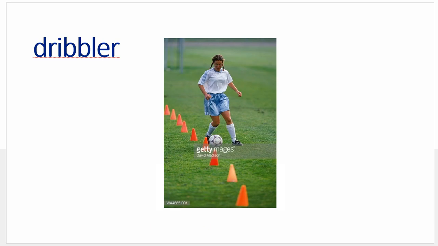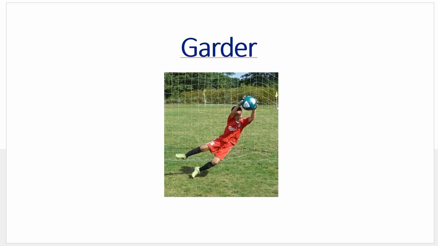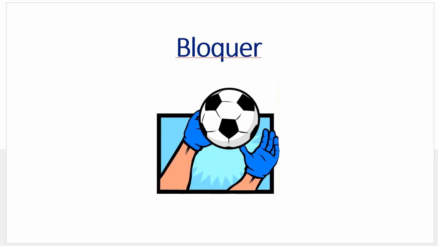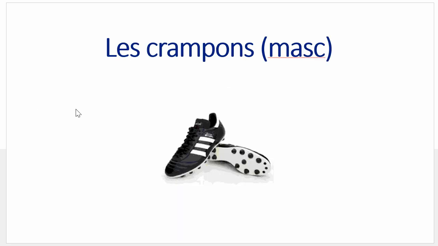Dribbler, ça veut dire to dribble. Garder, ça veut dire to guard or to keep. Bloquer, ça veut dire to block. Les crampons, ça veut dire cleats. Okay, so those are our soccer words.